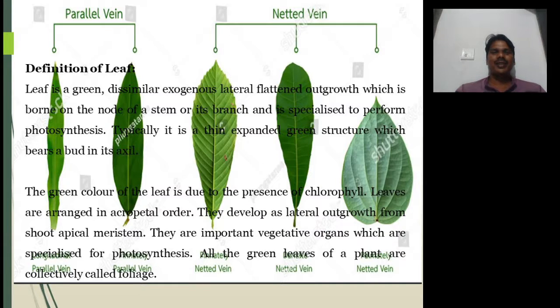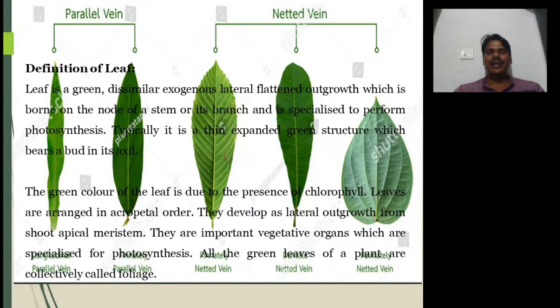What is acropetal? The leaves are arranged in acropetal order. They develop as lateral outgrowths from apical meristems. They are important vegetative organs which are specialized for photosynthesis. All the green leaves of a plant are collectively called foliage. That means the whole leaf is green in color and develops as a lateral outgrowth from the apical meristems. From which point do they grow? They are formed at the apical meristematic region.